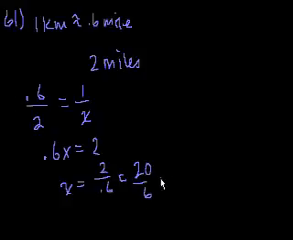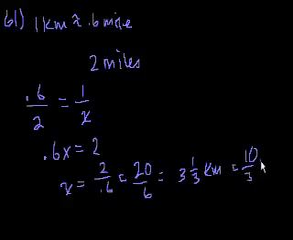20 divided by 6 is equal to 3 and 2/6, which is 3 and 1/3 kilometers. And that makes sense, right? A mile is longer than a kilometer, so 2 miles is about 3 and 1/3 kilometers. And that's not one of the choices, but if we wrote this as an improper fraction, 3 times 3 is 9 plus 1 is 10. So that equals 10 over 3 kilometers, which is choice A.